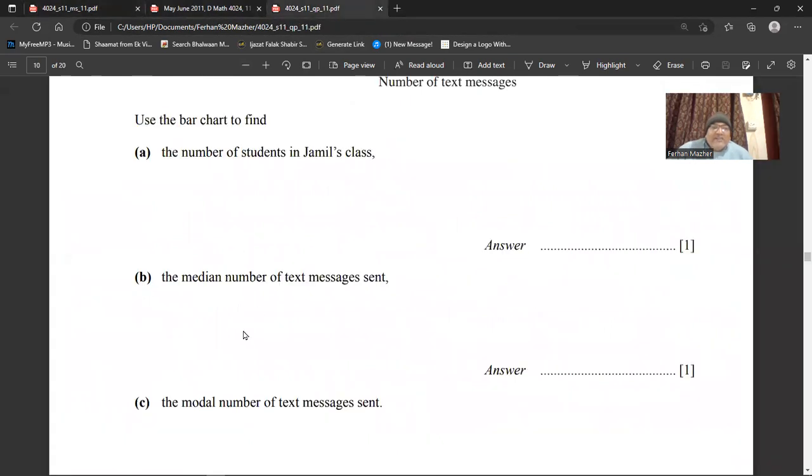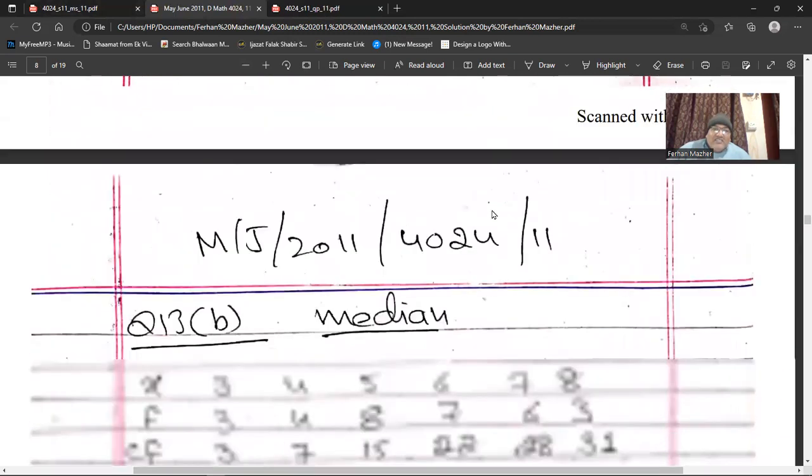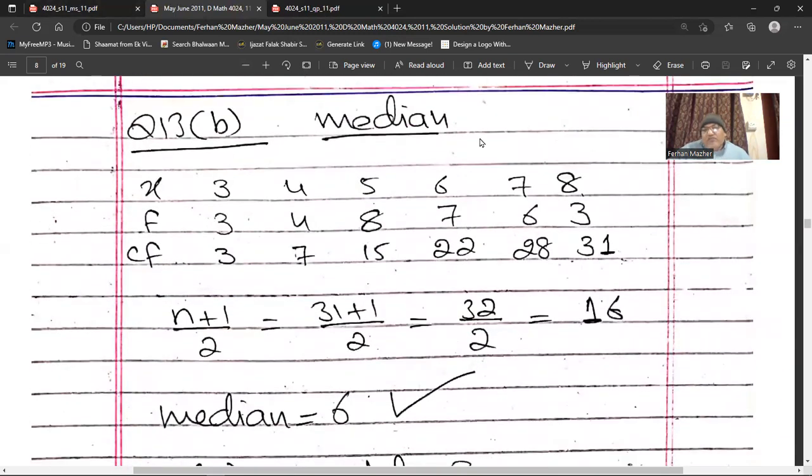Then their question is, find the median number of text messages sent. I have made that frequency table out of that bar chart, so I will use that to find the median. If you want to find the median, first of all I need to find the cumulative frequency for each class. How do you find the cumulative frequency? The cumulative frequency means that you take the first frequency and then you add the next one to it.